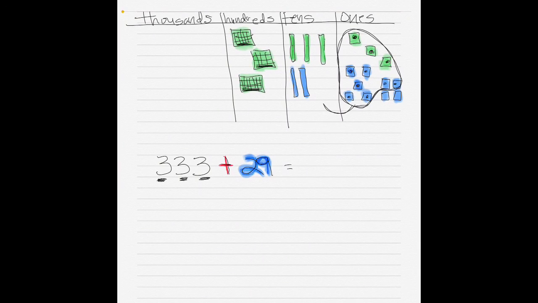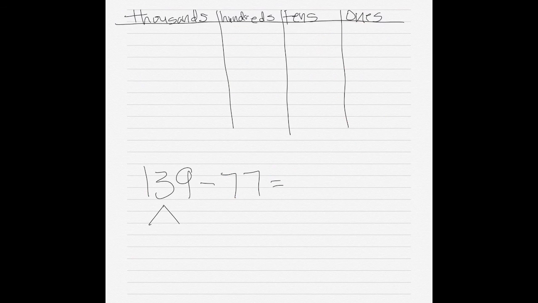As you can see, I added 29 to 333. I will compose a 10 because theoretically numbers 1 through 9 are housed in the ones place. So I will move over my group of 10 to the tens place. And now I have 3 hundreds, 6 tens, that gives me 60, and 2 ones. So 333 plus 29 equals 362.